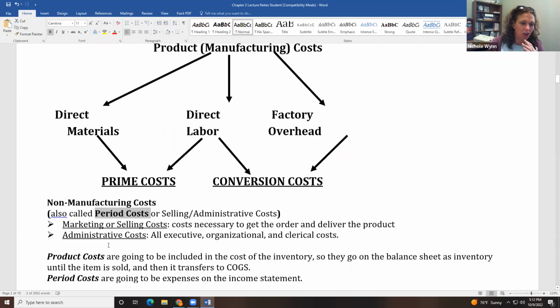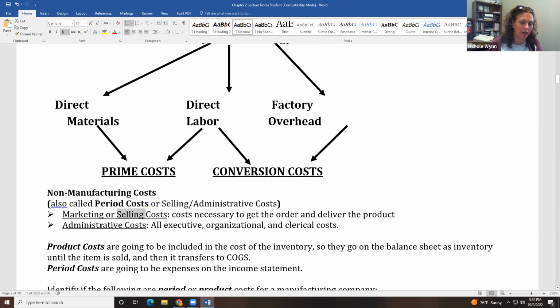So period costs are either selling or admin. So those are the two kinds of period costs. And so selling costs are things like advertising, commissions, depreciation of the salespeople's vehicles. All those things would be selling costs. And then administrative, this is like the corporate headquarters.